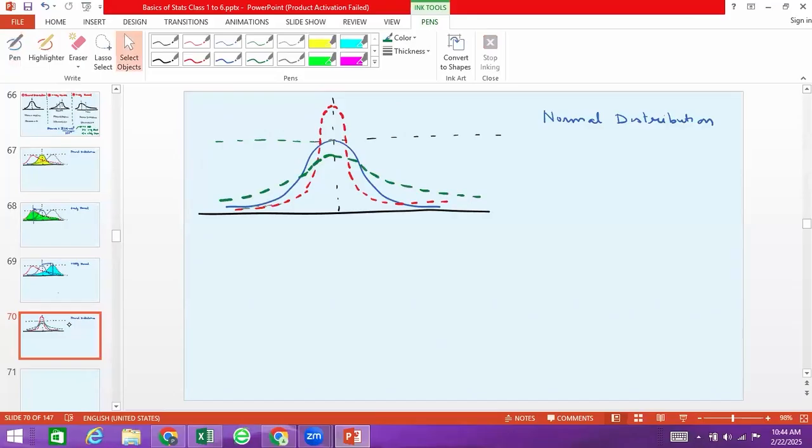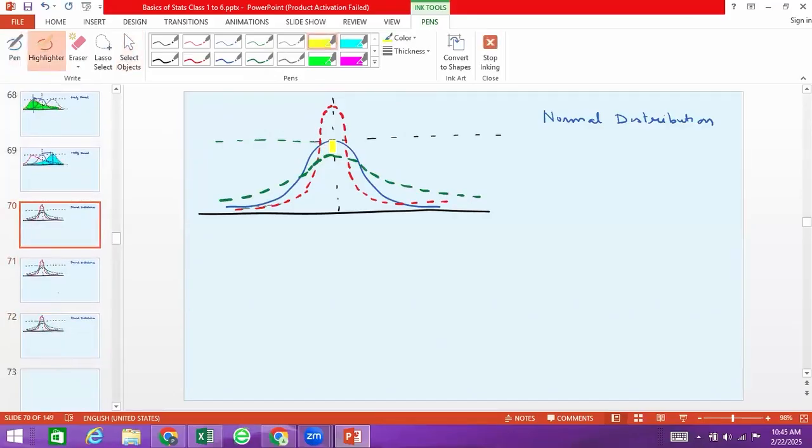Okay, let me color code it. First of all, this is our normal distribution, the blue one that you see. Now as I was saying, the peak can move either in the up direction or the down direction. If it is moving towards the up direction, like this one, here the peak is at a higher level than what it should be.